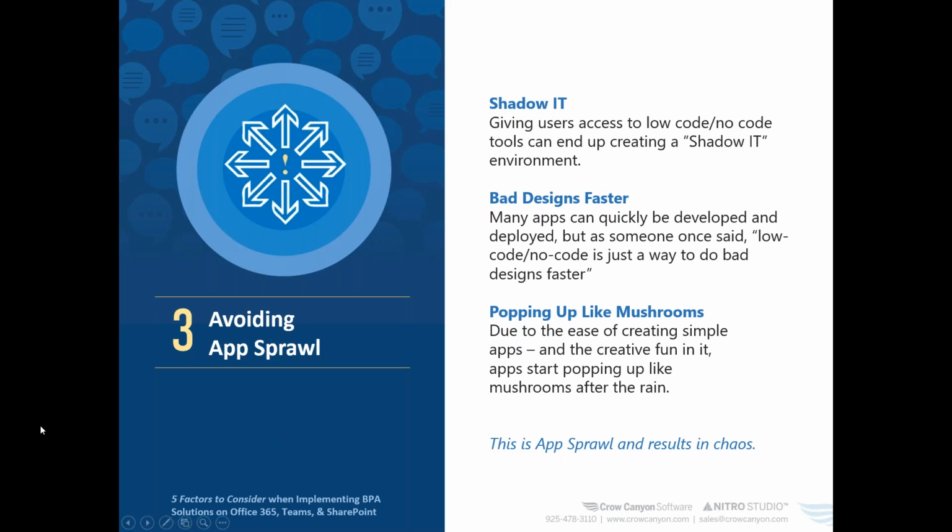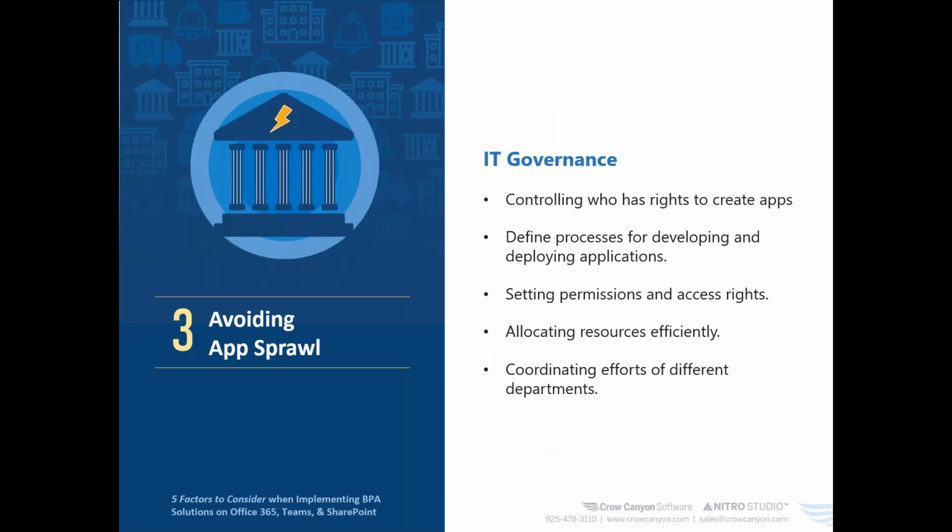Now, maybe somebody would raise your hand and say, yep, that's my story. You got it right. So the thing is, IT governance is important to implement. You control who has rights to the apps, define the processes for developing and deploying, setting permissions and access rights, allocating resources efficiently, coordinating efforts of different departments. All these things are part of IT governance.